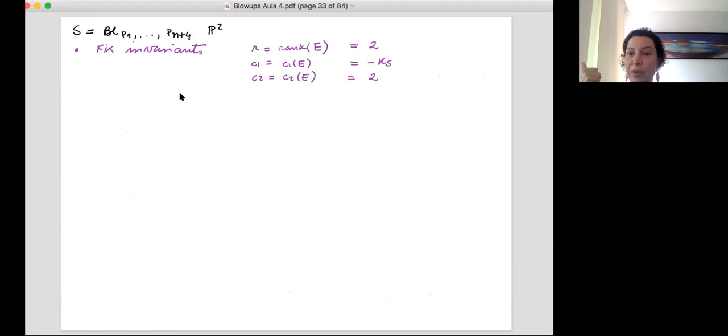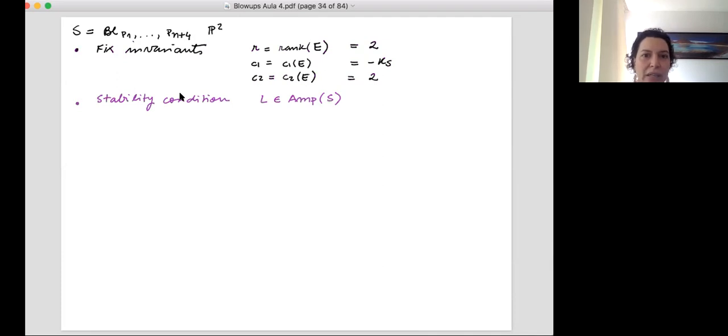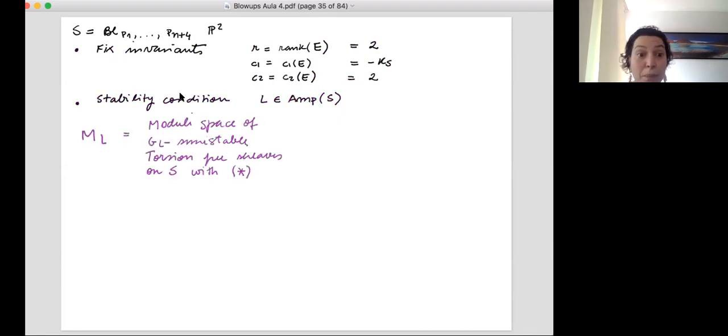The rank is going to be two. The first Chern class that we are going to fix is the anti-canonical class, and the second Chern class is two. And I will try to explain this. So this looks like magic. And in a sense, these are the invariants that work, and I will justify why. And now when we vary the stability condition, we are going to get different stability conditions and then different moduli spaces.